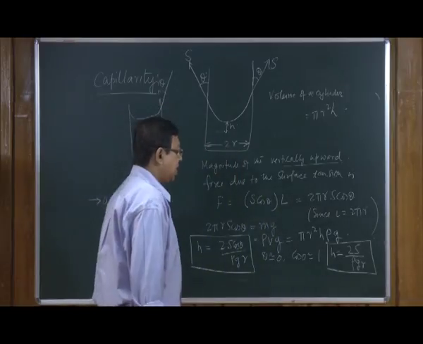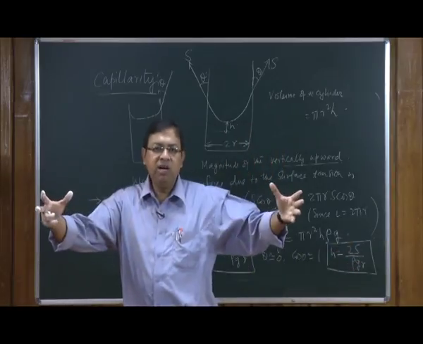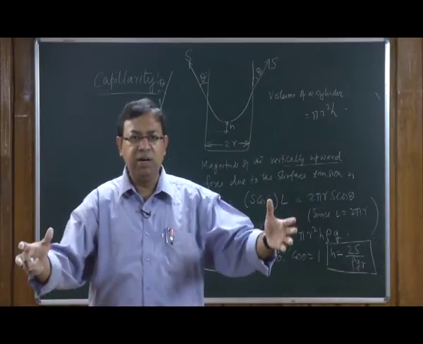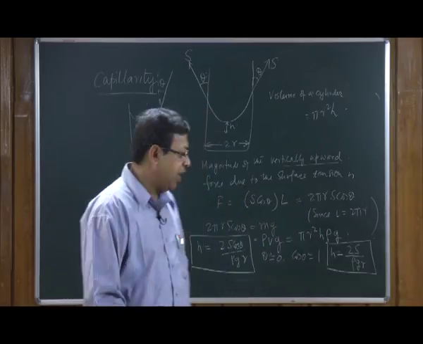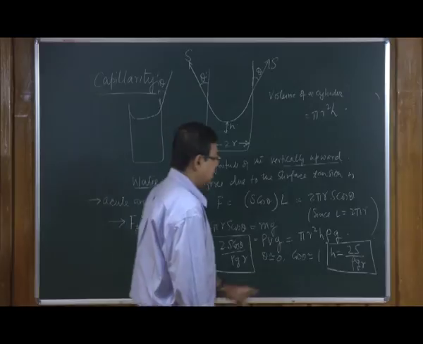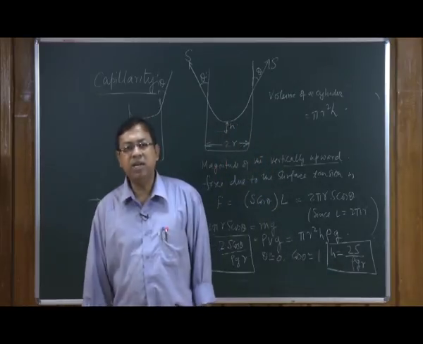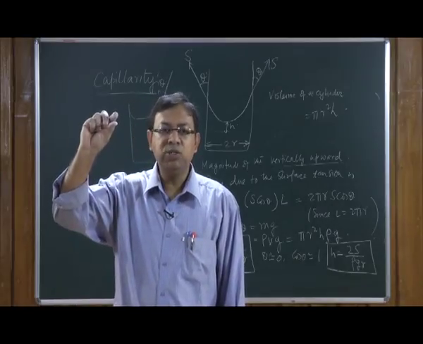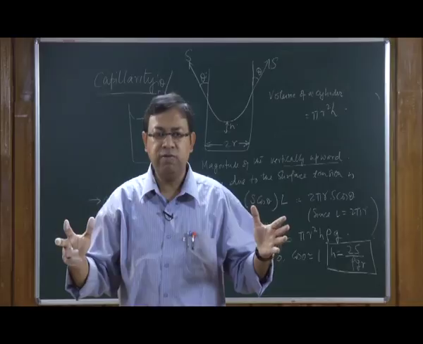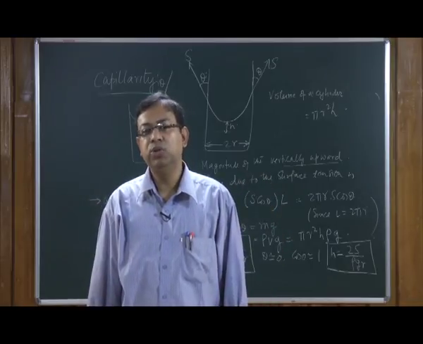So, keeping all other things the same, if we take a bigger beaker or bigger glass which has more radius, then this goes as 1 over r. As r increases, h will go down. So, this height will be smaller and smaller as the beaker containing water becomes bigger and bigger.